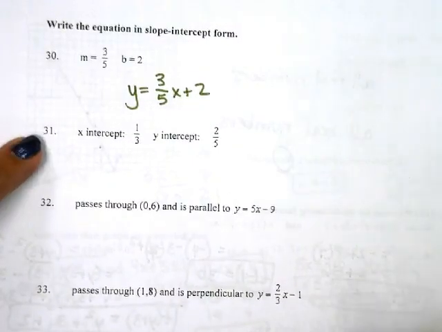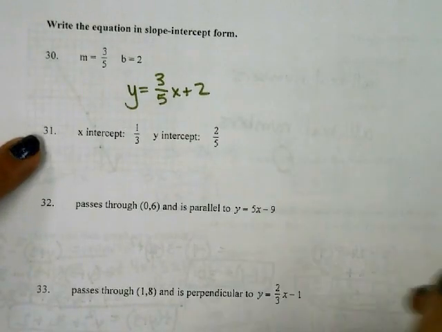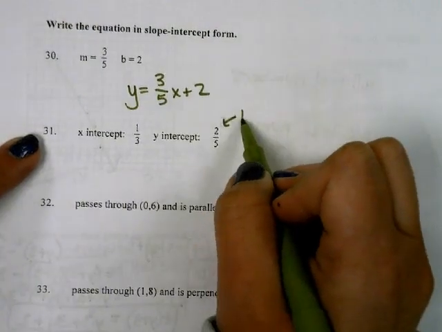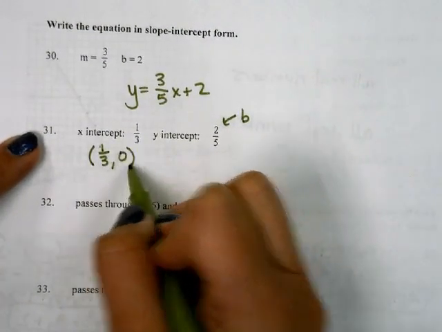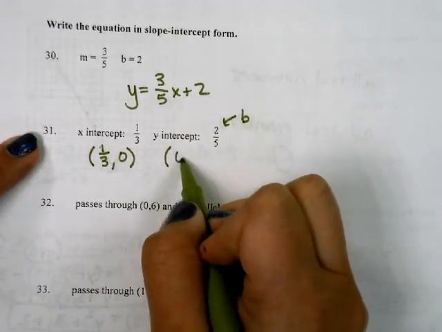31 has an x-intercept and a y-intercept. This guy is also my b value, but these two guys are ordered pairs. So this guy is an ordered pair of 1/3, 0 and 0, 2/5.